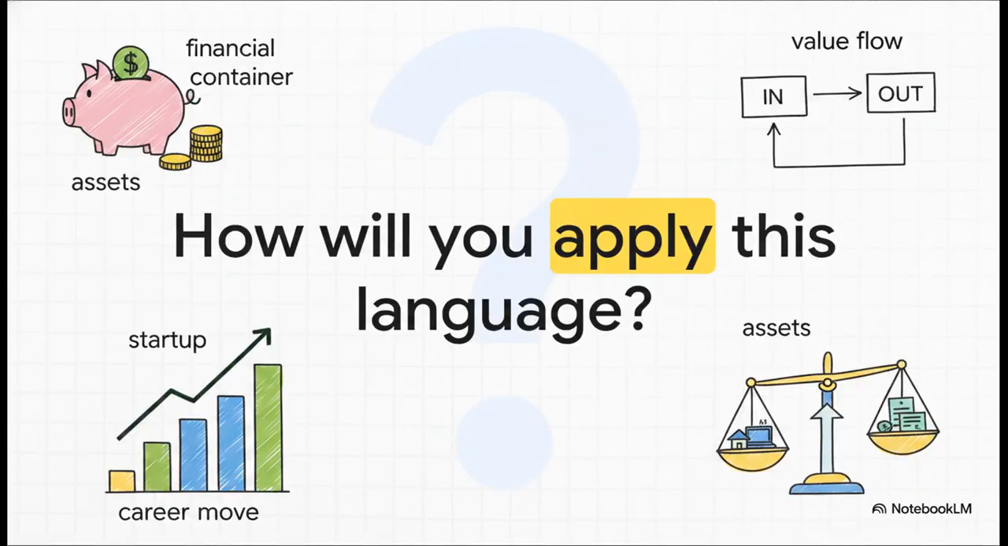Now that you understand the basic language of business, here's my question for you. How will you apply this to your own financial container? If assets equal liabilities plus equity, what strategic moves are you going to make tomorrow to ensure your equity is actually growing?